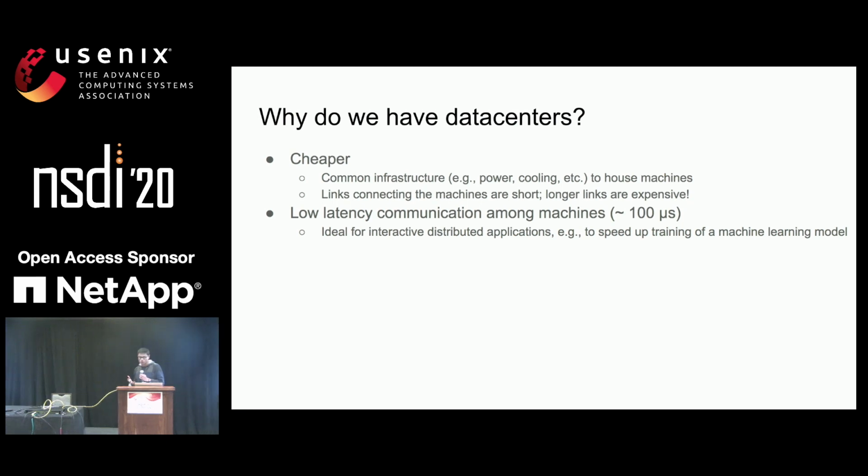Why do we need to put all these machines in the same location? First and foremost, it's cheaper to house these machines using a common infrastructure. From a networking perspective, co-location implies shorter, inexpensive links. Moreover, if the machines are co-located, then the network latency is very low. The implication is that data centers can support interactive distributed applications where different components of the application need to communicate with each other.